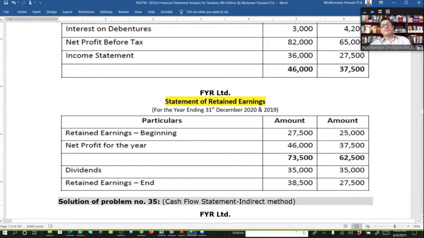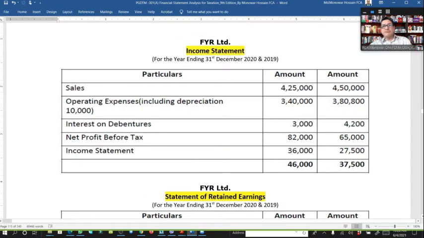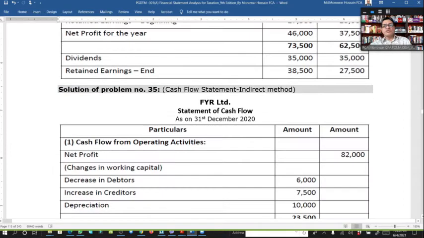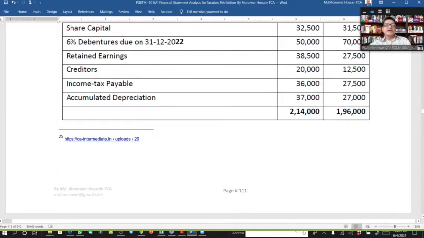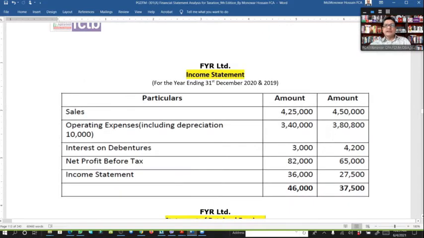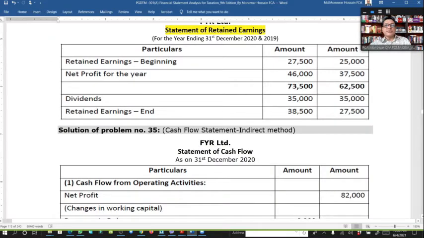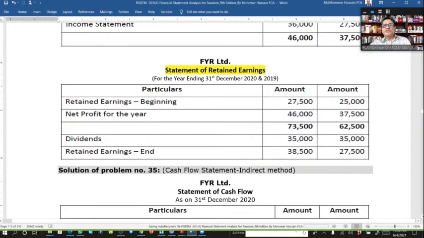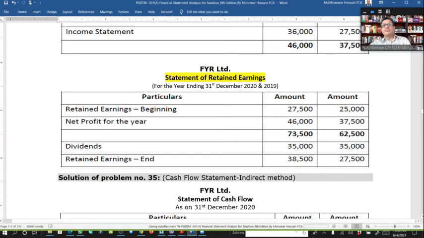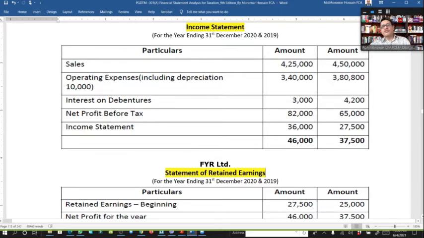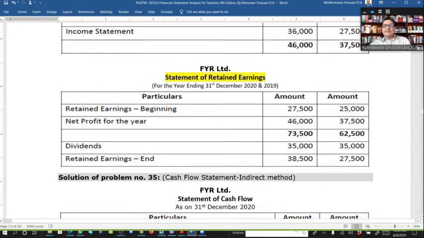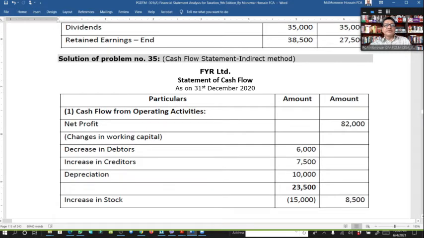From that statement we have to prepare the cash flow statement in the indirect method, because here the income statement balance is 46,000. In the indirect method we have to add the tax of 36,000 not yet paid. If we paid it, our cash flow would be less. So the statement starts from 82,000. Why 82,000? Because that 36,000 is not yet paid, so there is not yet a cash outflow. If it were paid, we would have to start from 46,000. So here we start from 82,000. Change in working capital, how does it change?